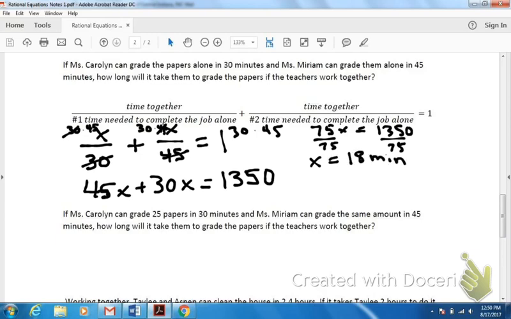Did anyone finish it out using 90? Did you also get 18 minutes? Yes. Your numbers were smaller, but when you divide it, it all turns out the same. So don't get too hung up on finding the smallest thing. Just go ahead and use both the numbers if you want. It still turns out the same in the end.